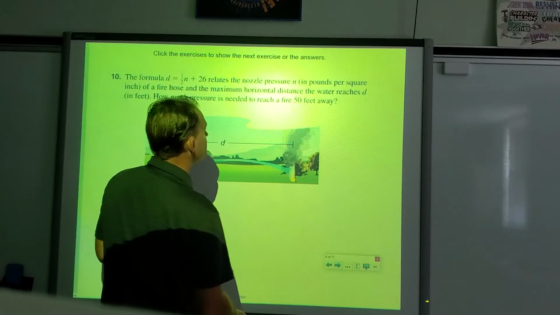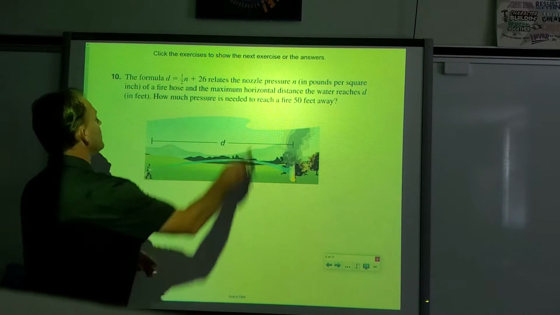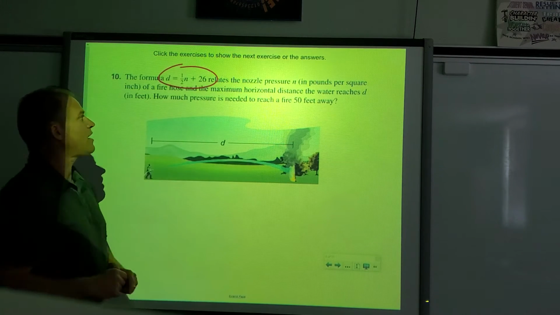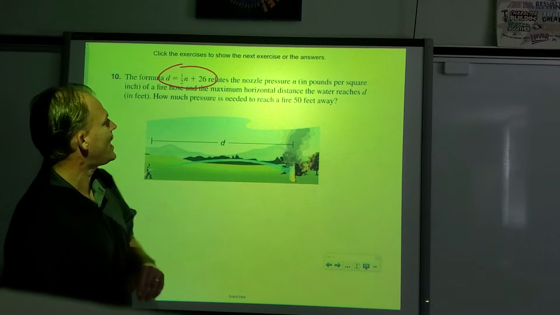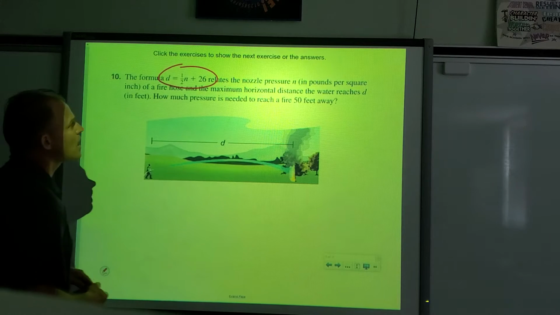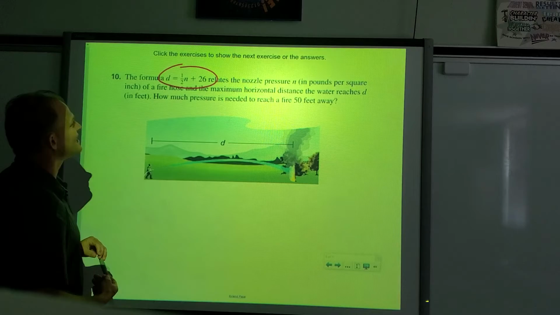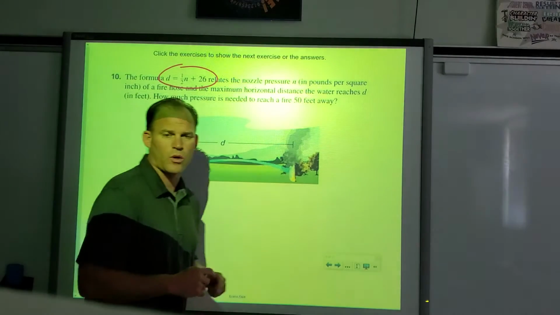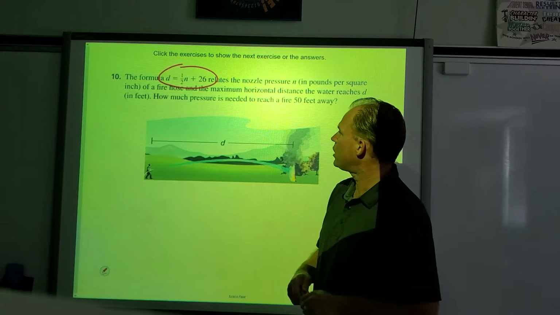So, we did that one. Let's jump to a word problem here. So this one gives us the formula. D = 1/2 n + 26. So it tells me that's the formula for nozzle pressure n in pounds per square inch of a fire hose, and the maximum horizontal distance the water reaches in d feet. So it tells me what the variables represent in here. So d is horizontal distance, n is the pounds per square inch.